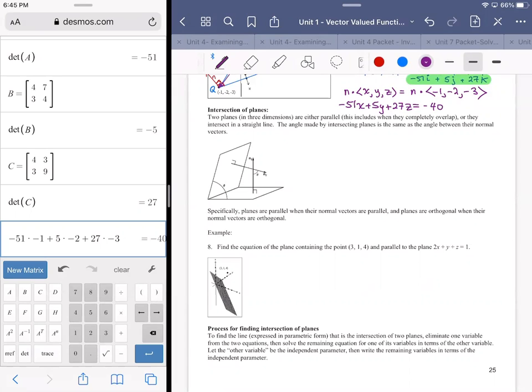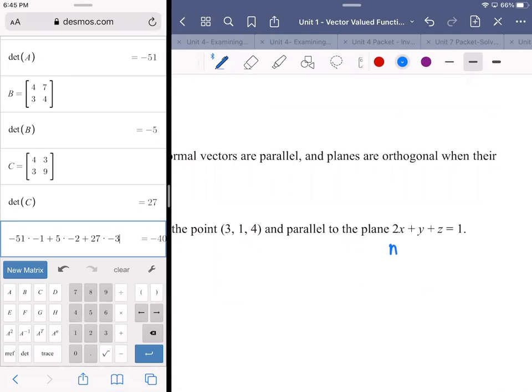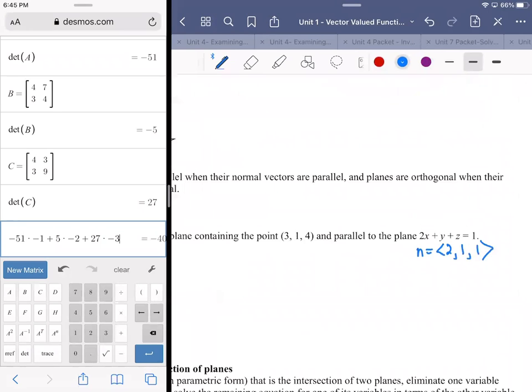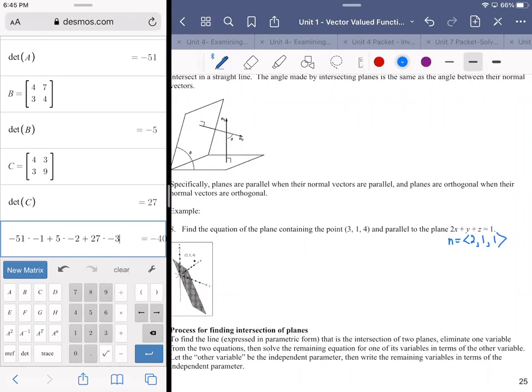But sometimes, it's kind of like the old Algebra 1 question, where it's write the equation of the line that passes through this point and is parallel to this line. We're doing the same thing just with the plane. So find the equation of the plane containing the point 3, 1, 4 and parallel to the plane 2x plus y plus z equals 1. So if you identify the normal vector here as 2, 1, 1, the plane containing 3, 1, 4 must also have that same normal vector. So we know what n is.